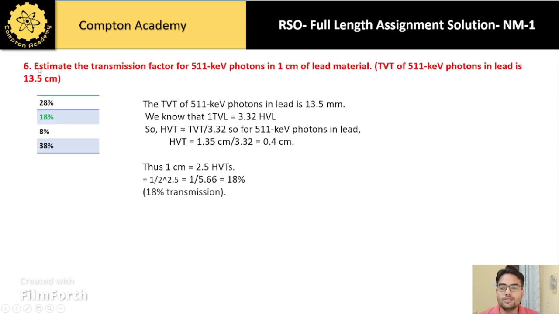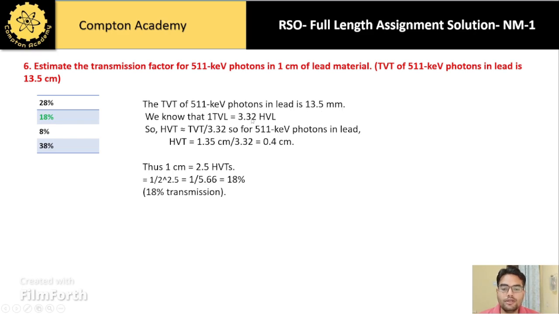Now question number 6 is, estimate the transmission of a 511 keV photon in 1 centimeter of lead material, where the TVT of the photon in lead for this particular energy is 13.5 mm. This is in mm, not in centimeter. So the TVT of the 511 keV photon in lead is 13.5 mm.